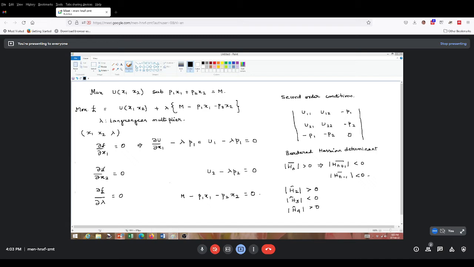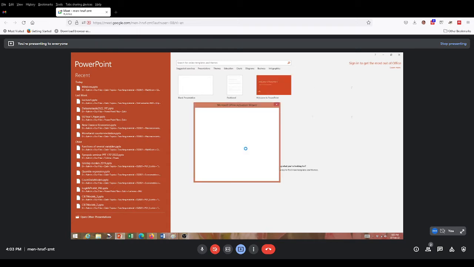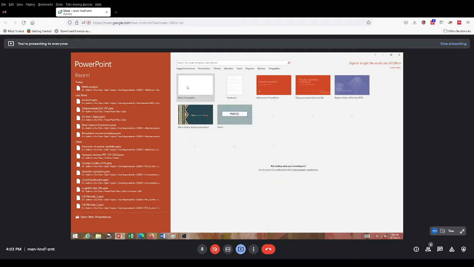So this is the background that you need to know before we start the decomposition of the price and income effects. We require this information, and secondly, we will also apply the chain rule. So let us create the slides.